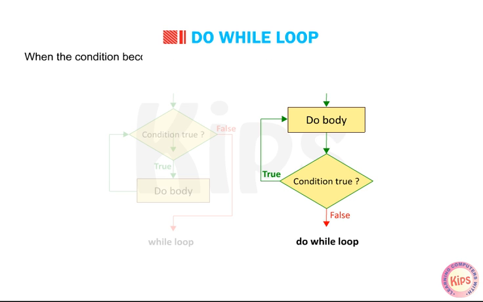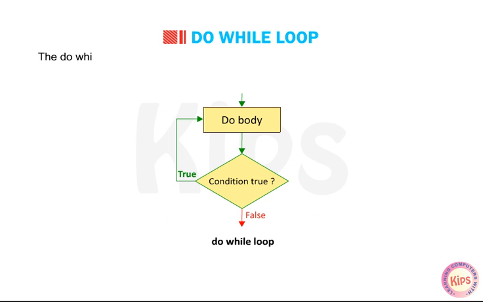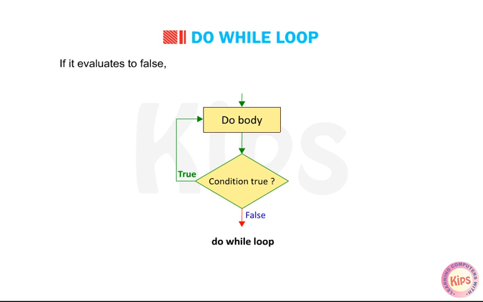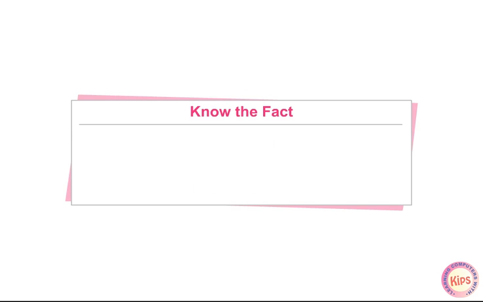When the condition becomes false, the loop will be terminated and the control moves to the statement that appears immediately after the while loop. The do-while is an exit control loop since the body of the loop is executed first and then the test condition is evaluated. If it evaluates to false, then the loop is terminated. Otherwise, it is repeated. This means do-while loop always executes at least once, even if the condition is evaluated to false. Students, let us know more.